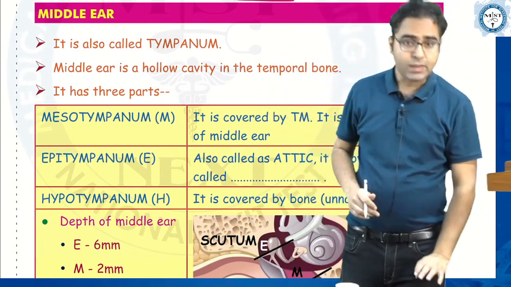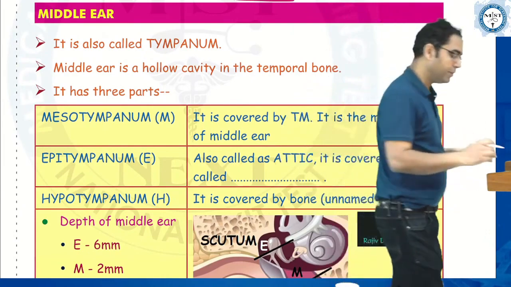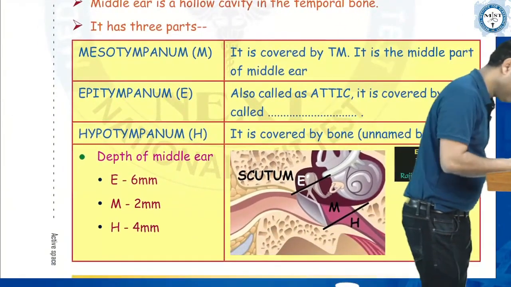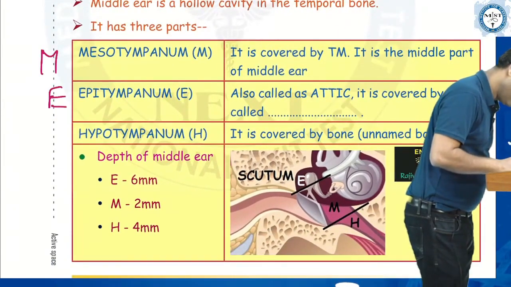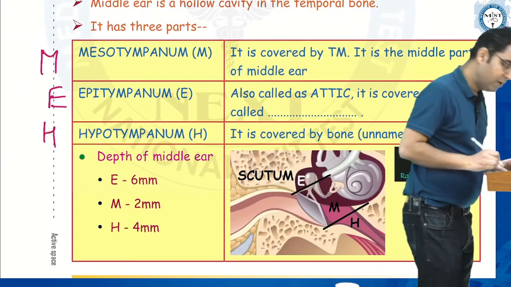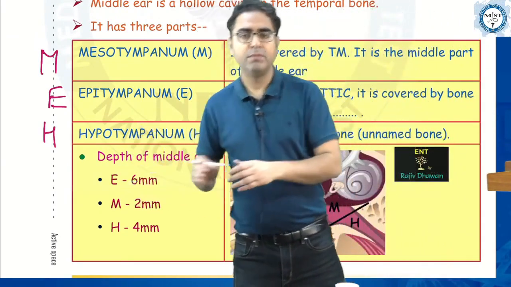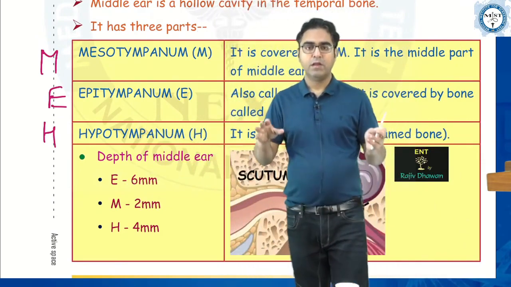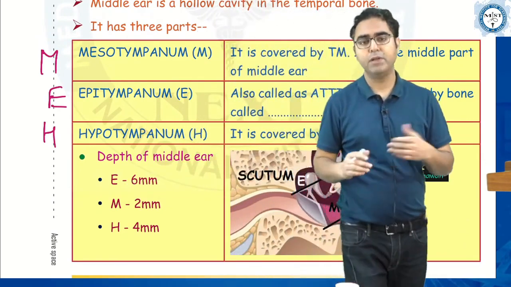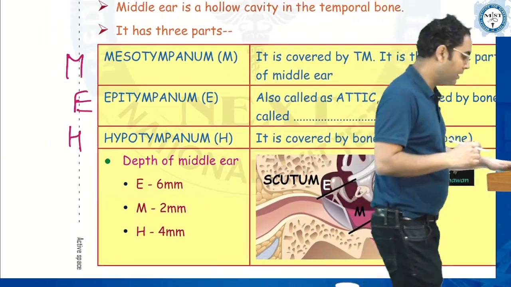Okay? Now, the middle ear has three parts, beta. Write down M, E, and H: mesotympanum, epitympanum, hypotympanum. Meso means middle part. Epi means upper part. Hypo means lower part. Write it down in the bracket.